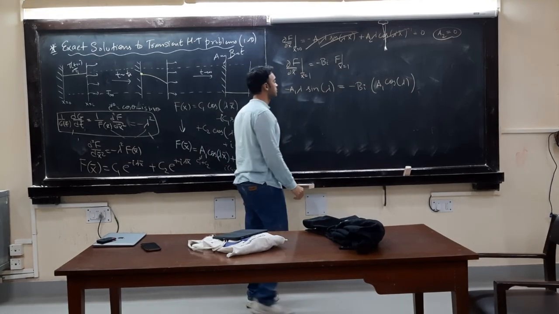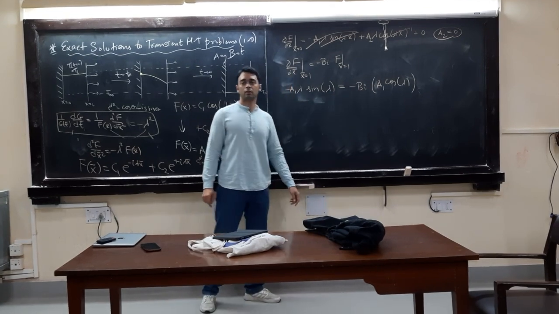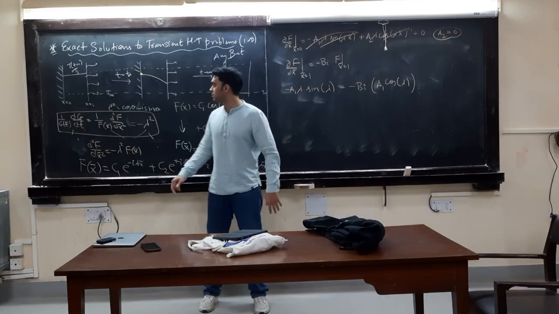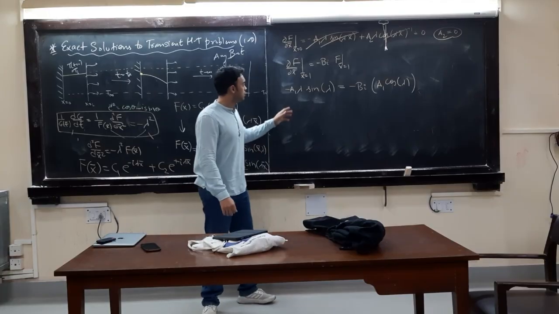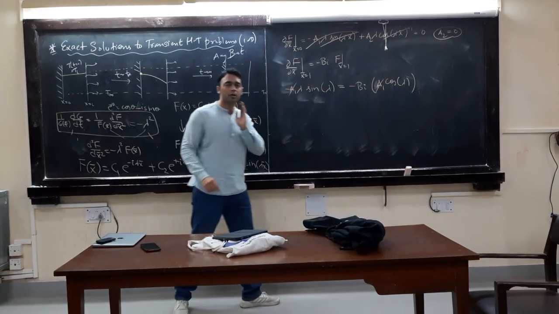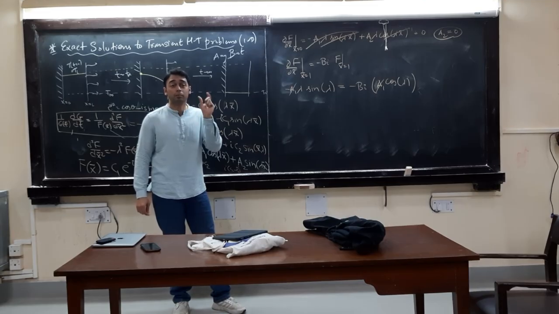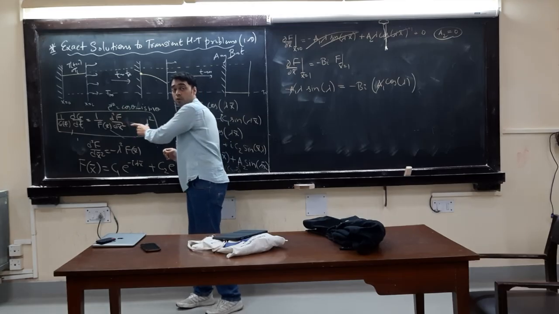Will we get A1 from this? See, either A1 is 0, but A1 can't be 0, otherwise we get the trivial solution. F becomes 0 and then everything falls down. So A1 can get cancelled. Surprisingly, this boundary condition is not giving you the other constant. What will it tell you? Lambda.